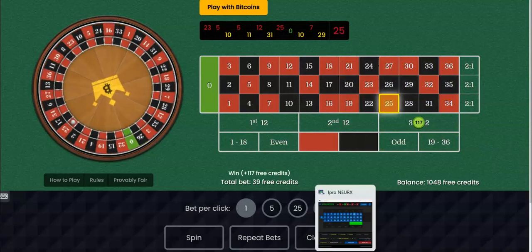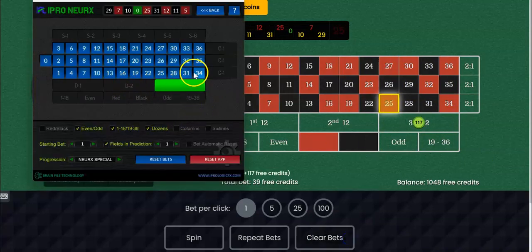You don't have to use it the way I showed you, intertwining these parameters with the dozen. You can always go here and here, or here and here, or these two, or these two. Whatever makes you happy. Once you're starting to do that, make sure you hit reset. It doesn't matter about reset bets, but if you are going to go back the last five numbers and start playing, that's fine. Once you hit reset app, all this disappears. So once again, this is how to effectively use the NEURX.